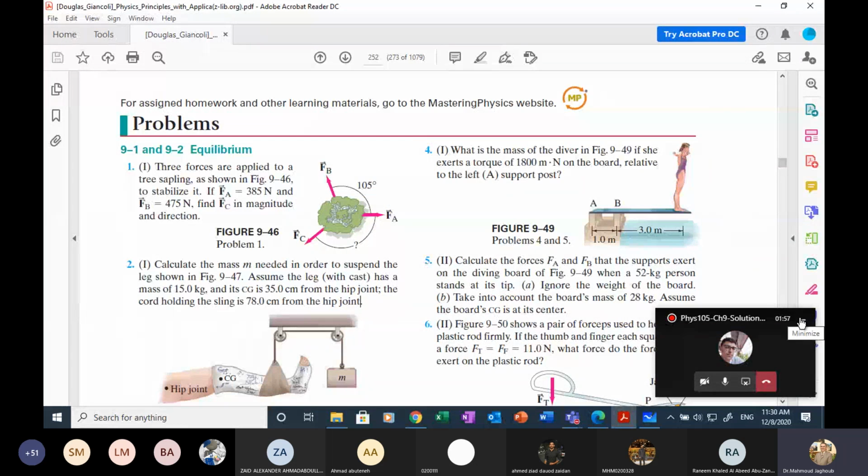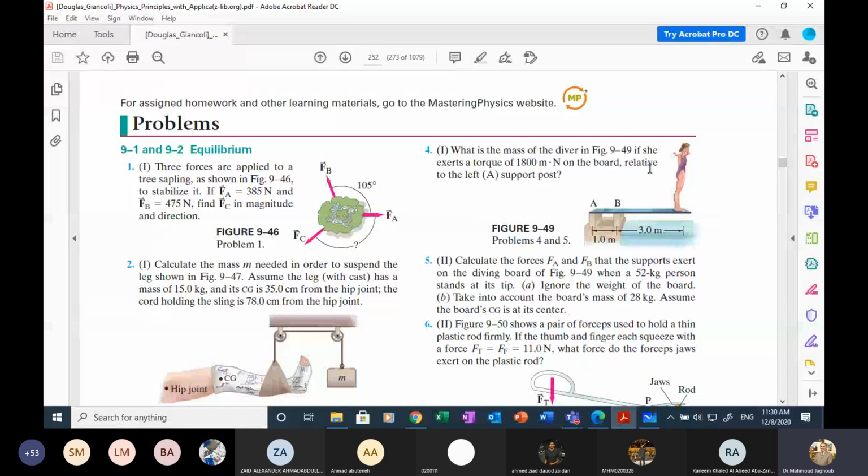So it is recording now, and this is solutions of suggested problems for chapter 9, equilibrium. And we shall start with question number 4.